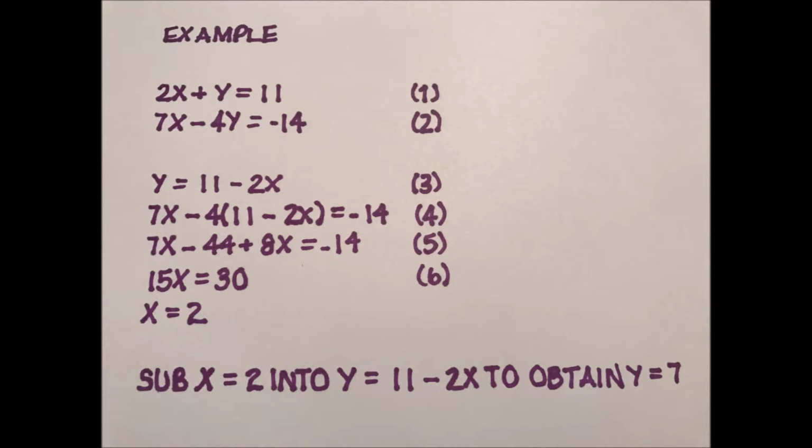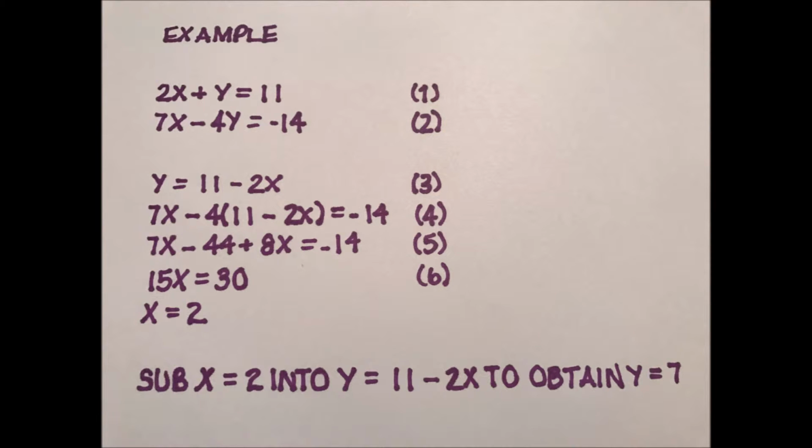Keeping all of the x terms on the left-hand side of the equation and moving the numbers onto the right-hand side of the equation, we obtain 15x equal to 30. Now we divide through by 15 to obtain a single value for x, therefore x is equal to 2.